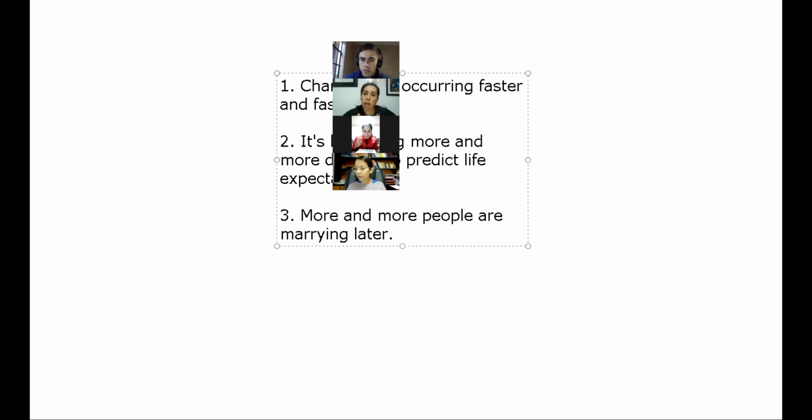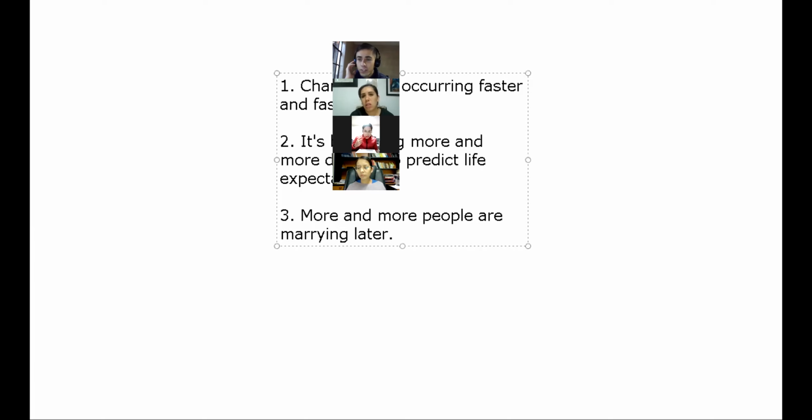Because occurring is an adverb? No. What kind of adverb? Short time? Or long? Actually, it's short. No, it occur. I know. Yes. We are looking at the word faster.